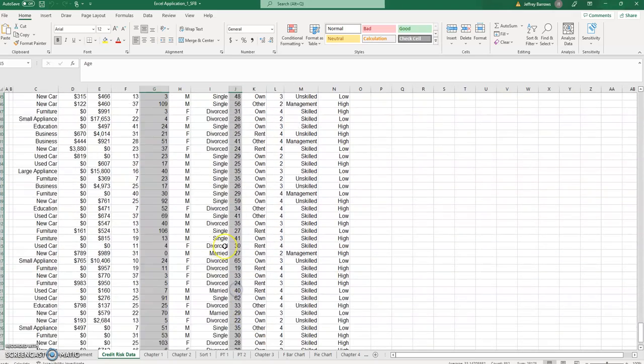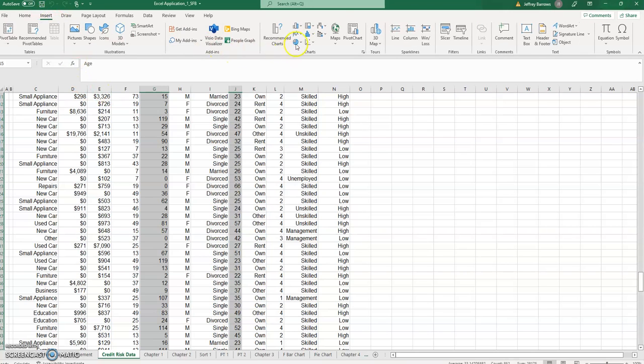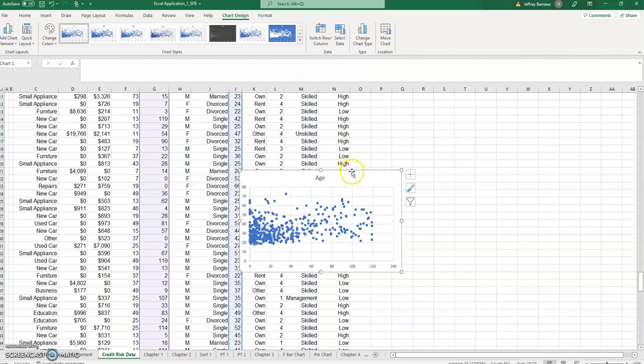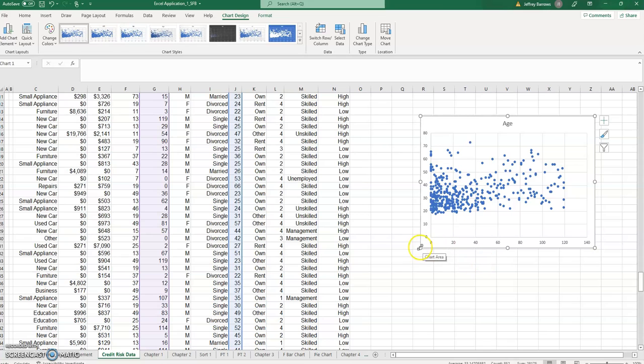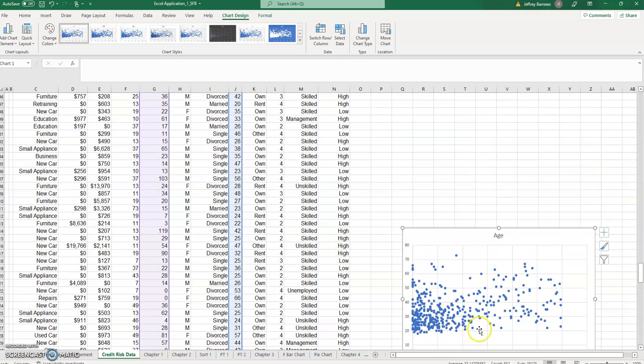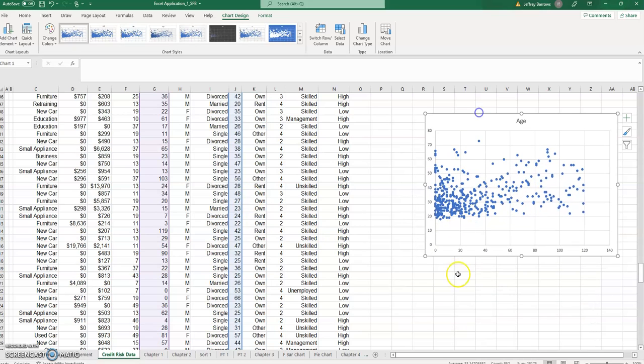There we go. And then once I have the data highlighted, let's go to insert. And right here in the middle of this charts option is a scatter plot. And there's the data, the bivariate data. So that's months employed on the horizontal axis and the corresponding age on the vertical axis. So those are all ordered pairs.